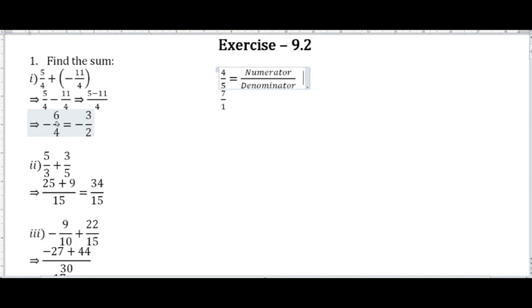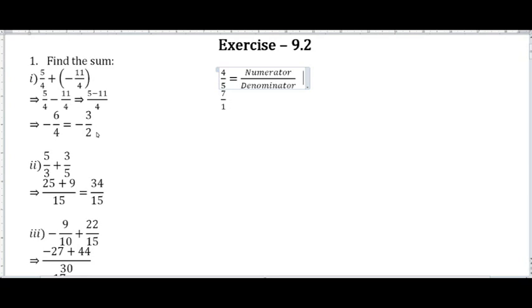But here the bigger number 11 carries a minus sign, that means the answer also has to carry a minus sign, that is 6/4. The denominator will remain the same, but here you need to keep this in the simplest form. That means you have to simplify the numerator and denominator by 2. With 2, 6 is 3 times and 4 is 2 times. So the actual number is -3/2. That is the way you have to do it.